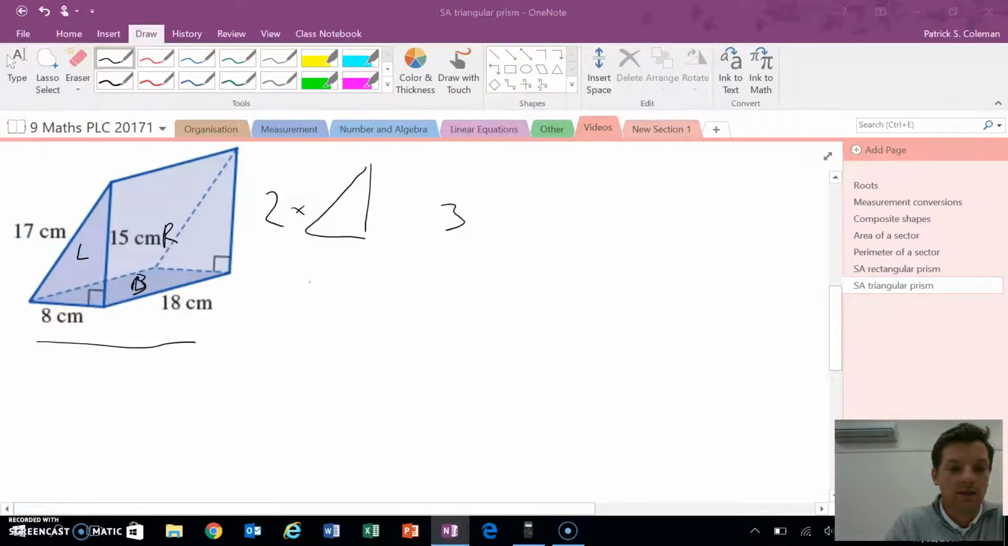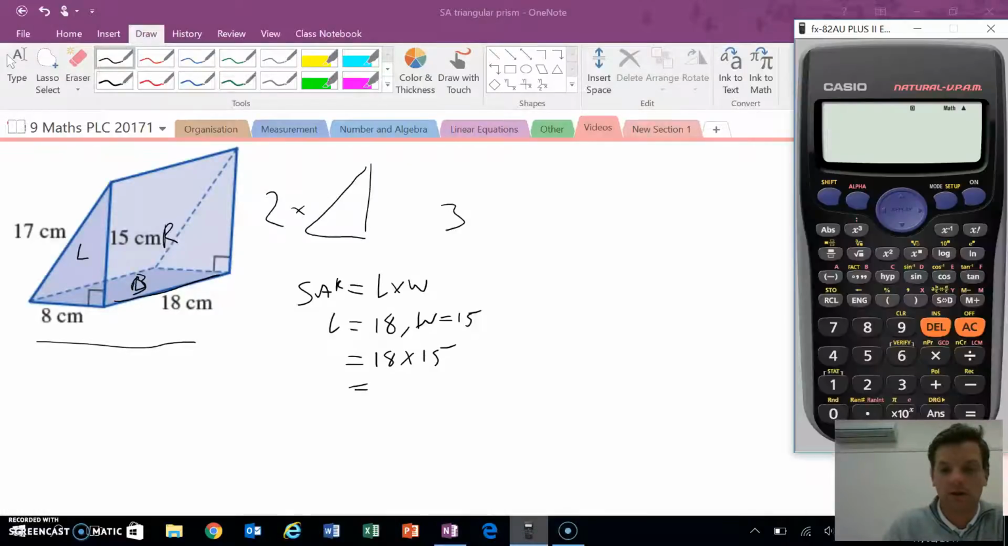So we're going to find the surface area of R, which is going to be length times width. Our length in this case is going to be 18 and our width is going to be 15. So 18 by 15 will give us our surface area for the side R. 18 by 15, 270.